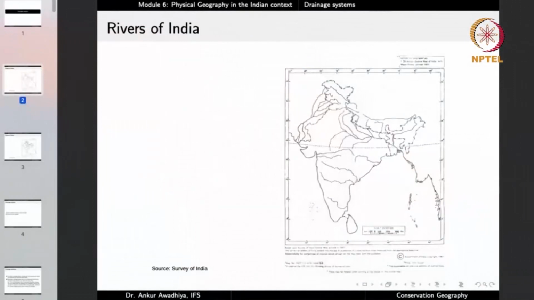Now, when we are discussing drainage systems, we are asking the question, how do rivers move? What sort of patterns do they make? If we look at our rivers, we find that these rivers are either draining into the Arabian Sea or they are draining into the Bay of Bengal. So, these are the two water bodies that primarily have the drainage of Indian rivers.